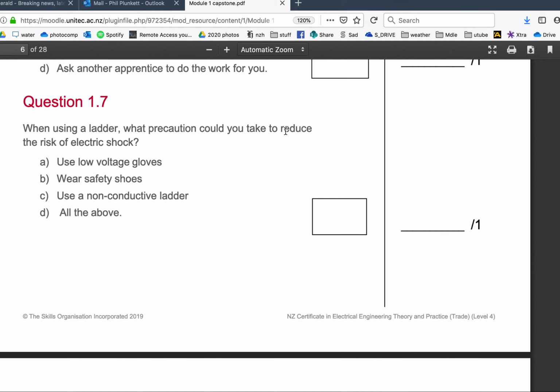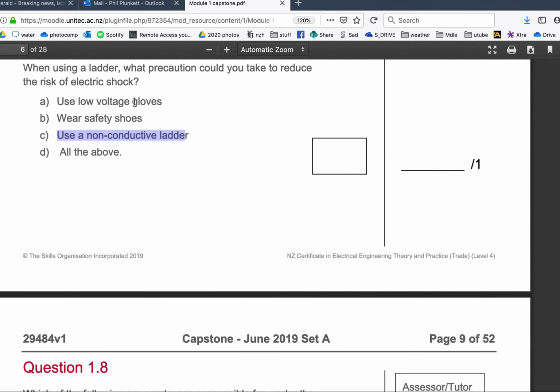When using a ladder, what should you do to reduce electric shock? Electric shock, okay, you're on a ladder. So, gloves may help you, yep. Safety shoes, that's not going to do anything for electric shock because it may go through your arms or your hands, okay. Non-conductive, so this one here is the one. It's not all of the above because safety shoes won't protect you. If you've got gloves on, it could come through your feet. If you've got shoes on, it could come through your gloves. So this one here, okay.